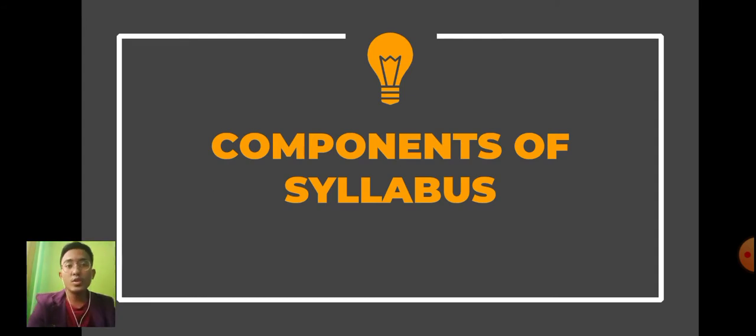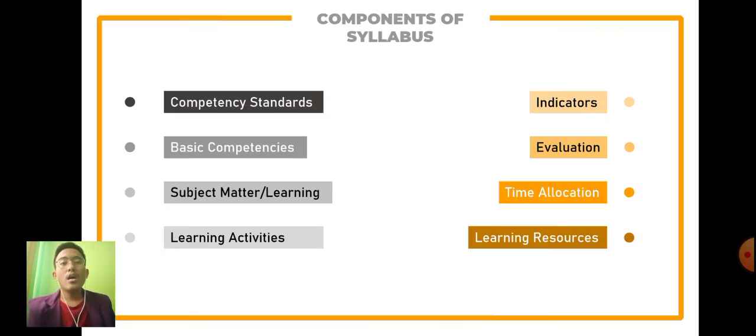Okay, continuing to the next material, which will be components of syllabus. There are 8 components of syllabus. The first is competency standards, basic competencies, subject matter or learning, learning activities, indicators, evaluation, time allocation, and learning resources.